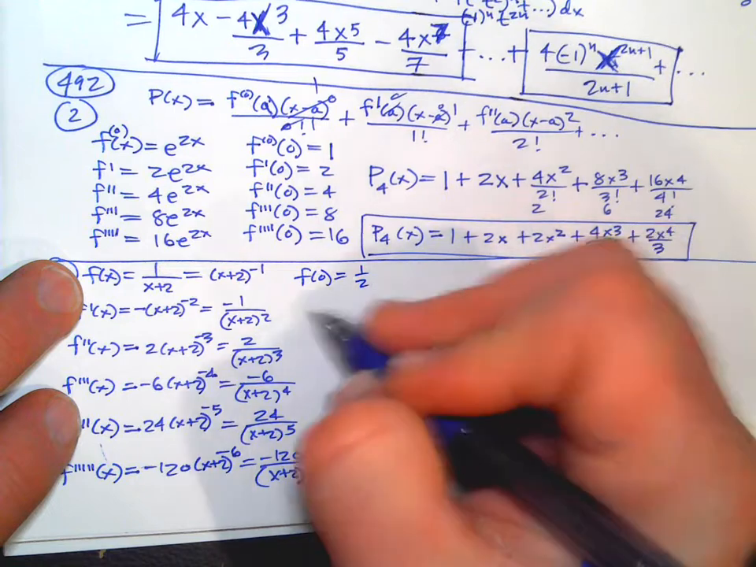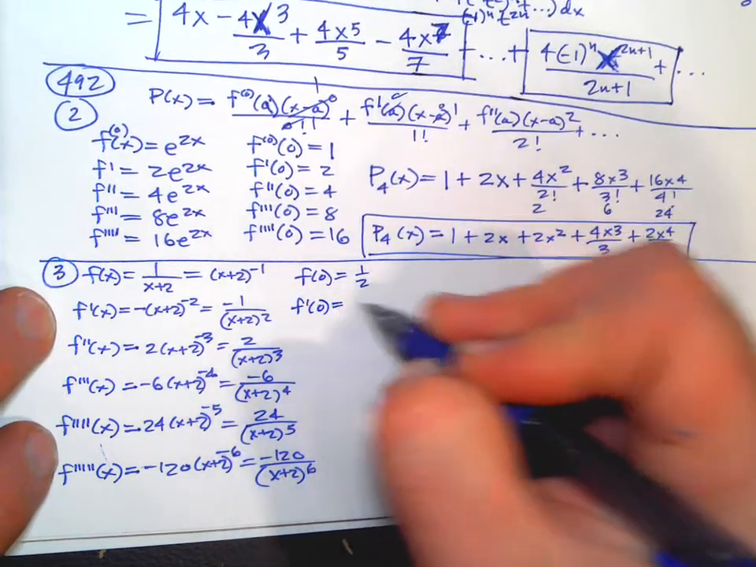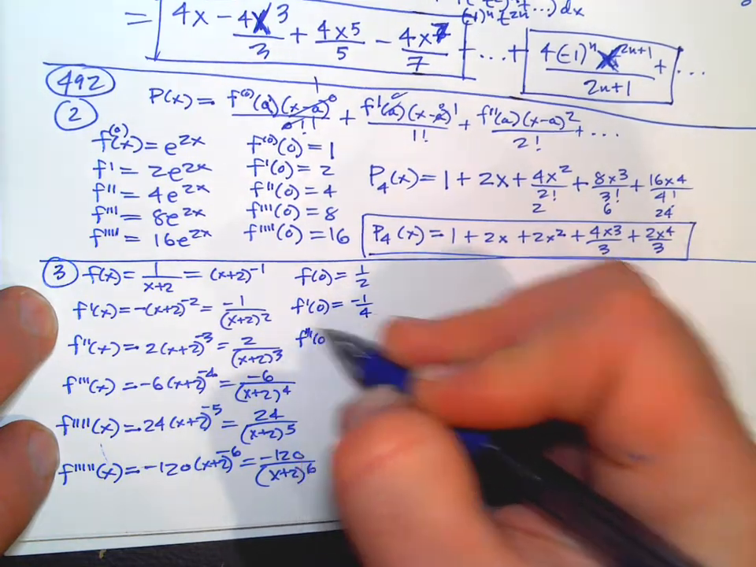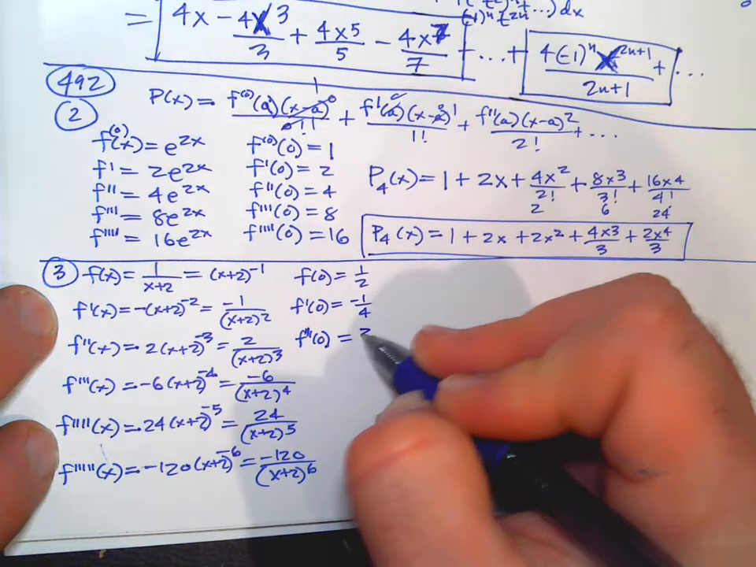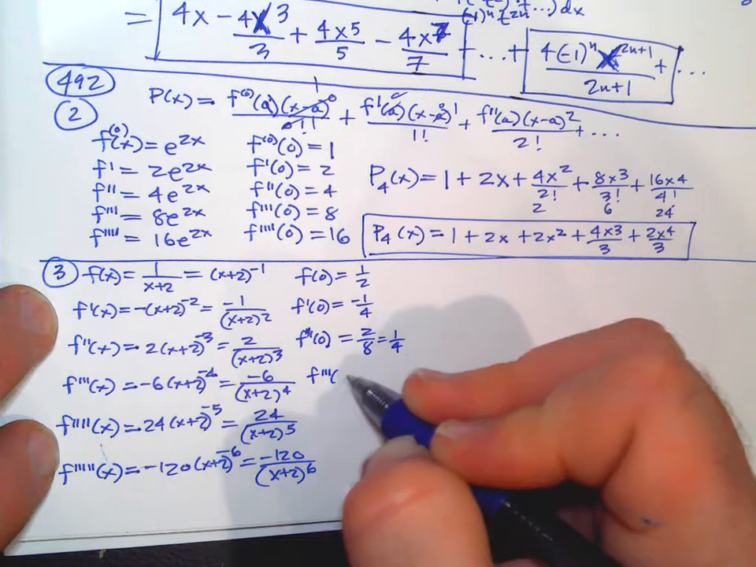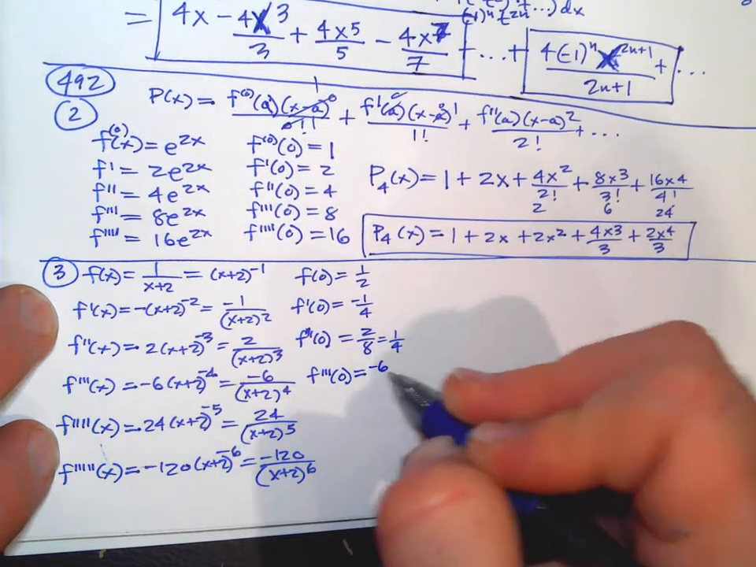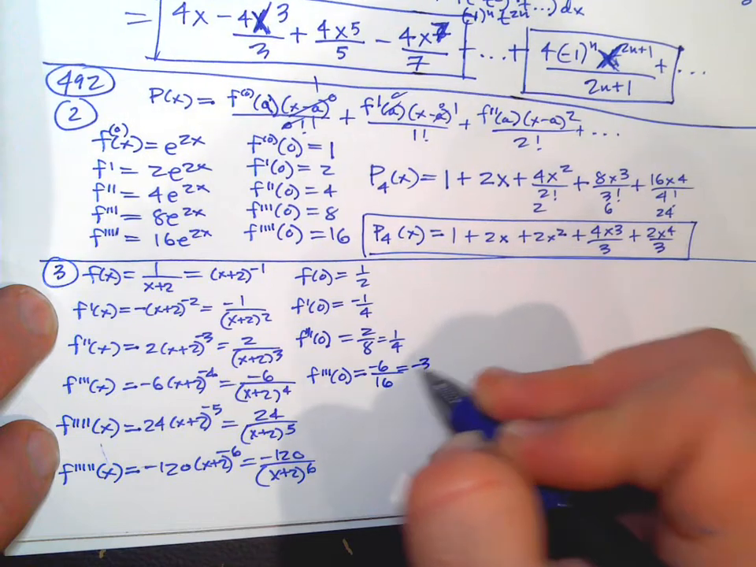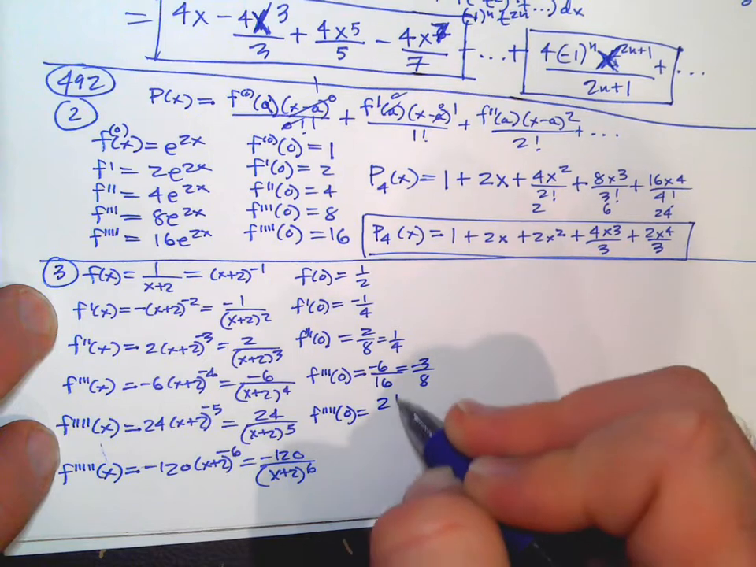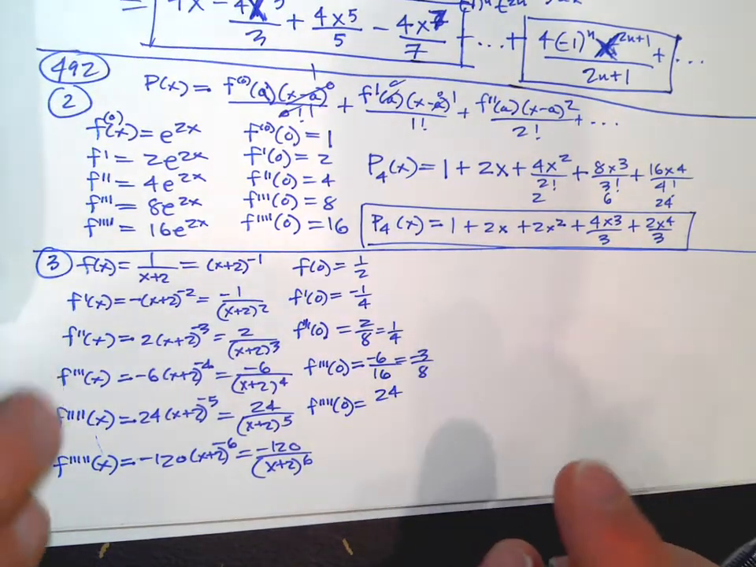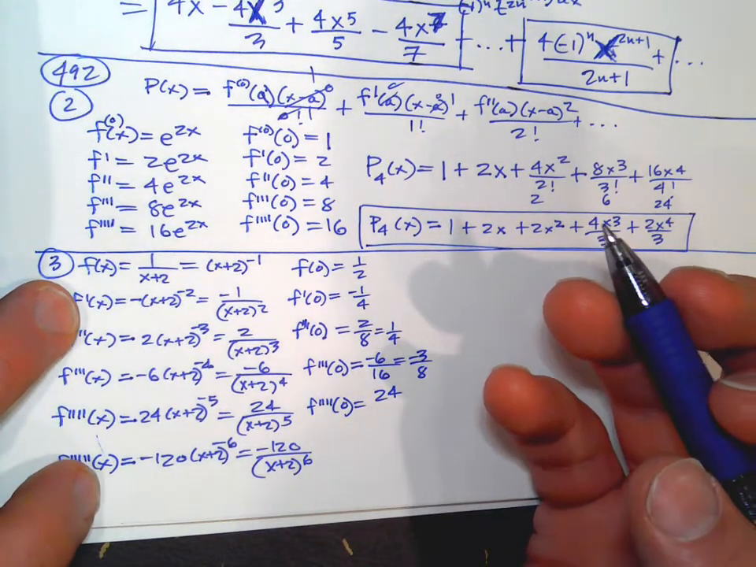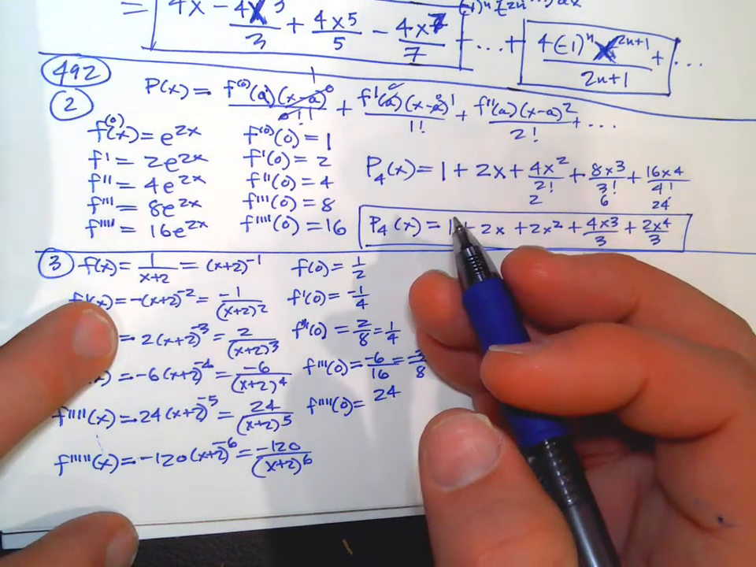We get 1/2. And we get negative 1/4. And we get 2/8 or 1/4. And we get negative 6 over 16 or negative 3/8. This is what I was saying you could have done on problem 72 on the other page. We don't really have to in these.